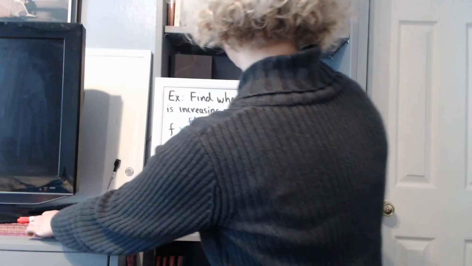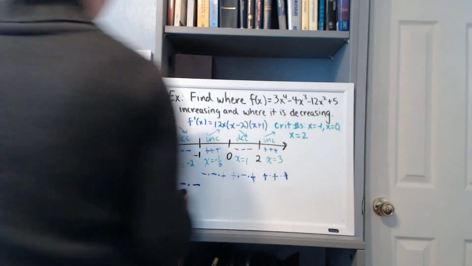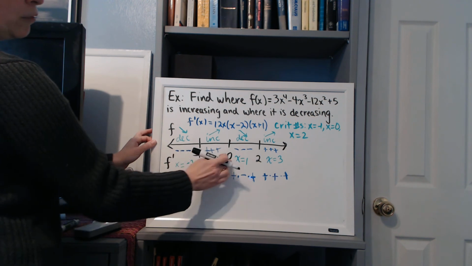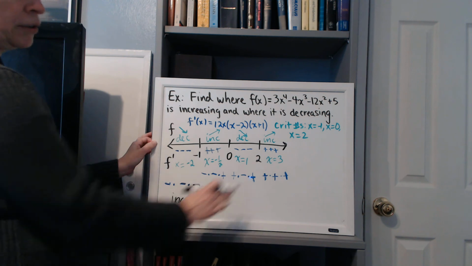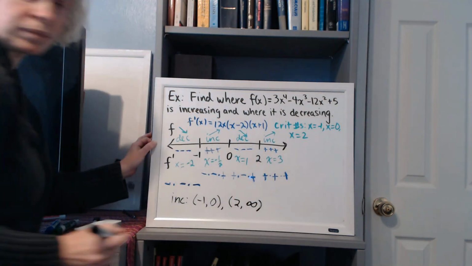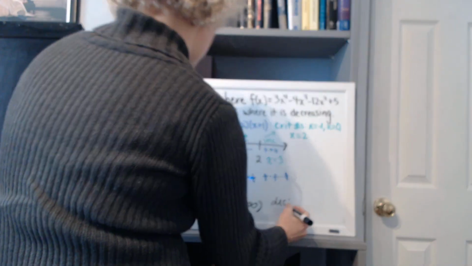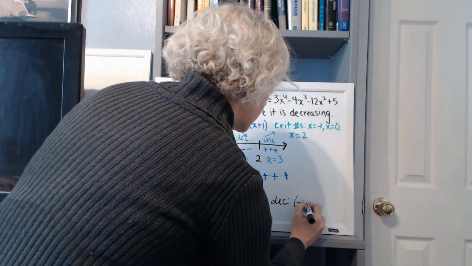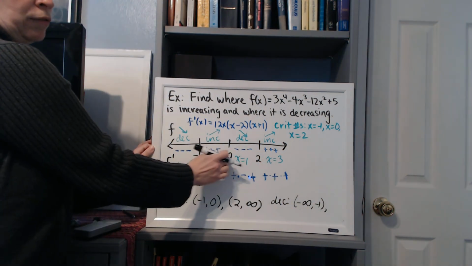So we're looking for the intervals where the function is increasing and where it's decreasing. So for our intervals, for increasing, that's between -1 and 0, and then also from 2 onward, so that's 2 to infinity. For decreasing, that is going to be from -infinity to -1, and then also from 0 to 2.